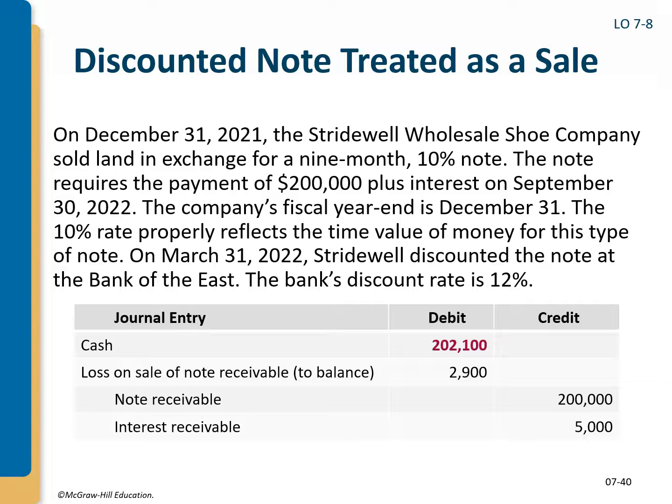So this was a sale, right? And this is the journal entry I was just telling you about. On the day that this occurs, we're going to credit note receivable for the full 200,000, debit cash for the total amount of cash they received, 202,100. Credit interest receivable because they're receiving that also when they sell the note. And the difference between the debits and the credits is a loss or a gain on the sale of the note receivable.